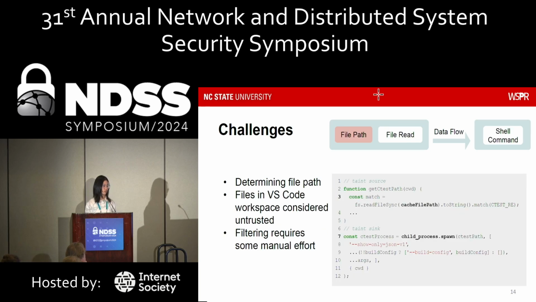Another challenge we faced was related to file paths, which was a bit more complicated. In this code here, you'll see we find a file read in line 3, and then it flows to a shell command in line 7. Similarly, we need to know what this cache file path actually is. So our chained queries would find all the untrusted values flowing to cache file path. And because file paths are a bit more complicated, we would do some more manual review to see whether or not these would be exploitable.